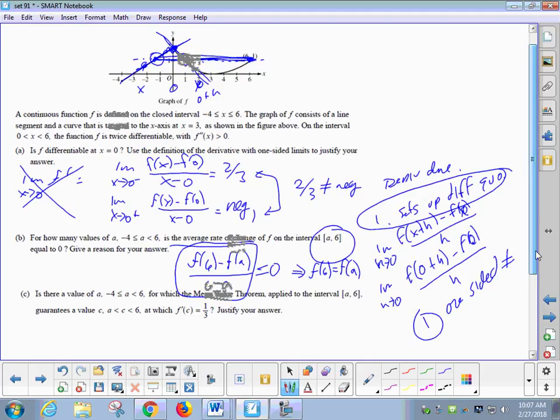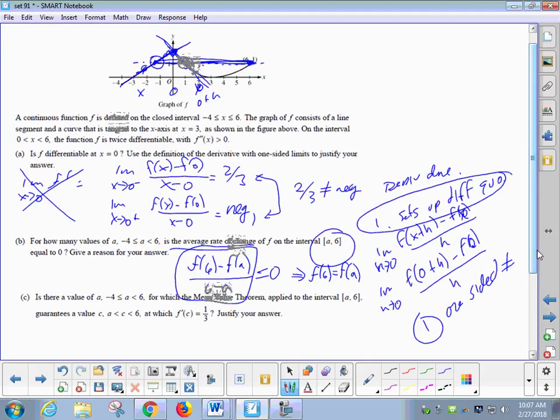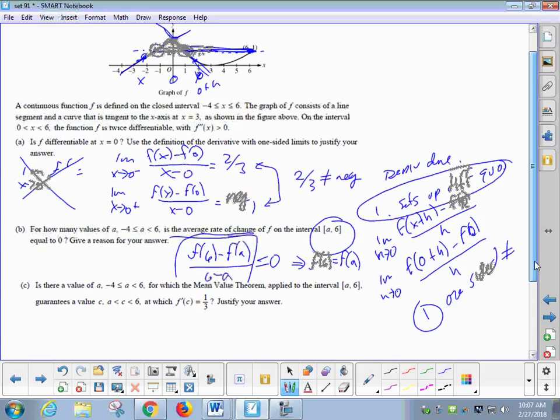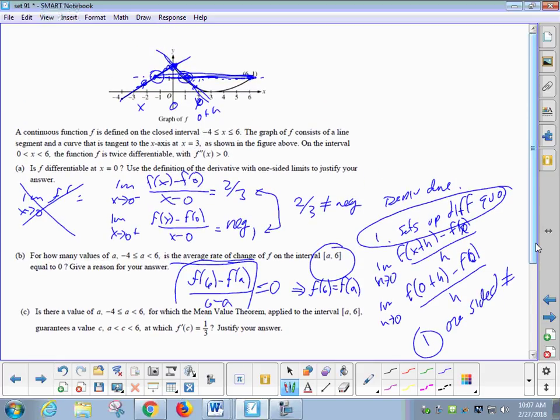I like C. It was obvious on a few people that they didn't quite get the meaning of the question here, which is understandable. It's pretty freaky. Is there a value A between -4 and 6? So I'm not using -4 and 6. I'm looking to create some A in here. A here, or A here, or A here. Some A here in conjunction with this point so that the mean value theorem would give a result of 1/3.